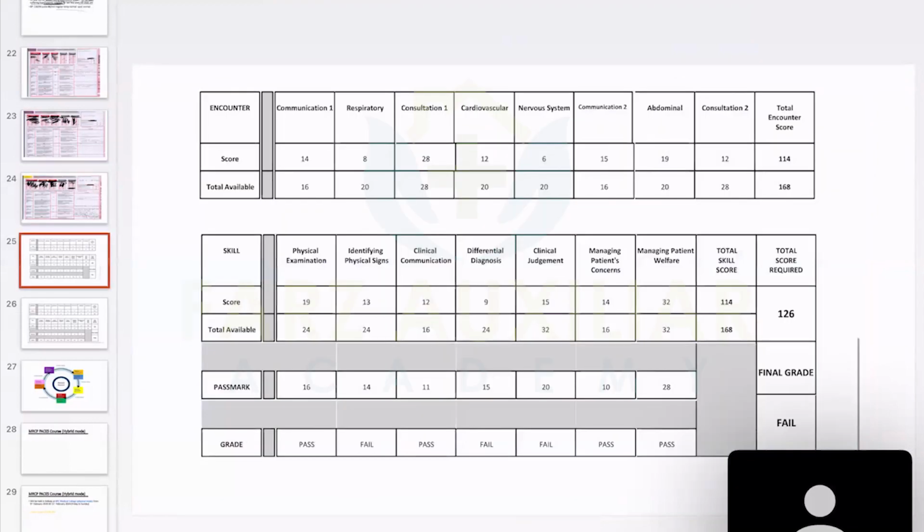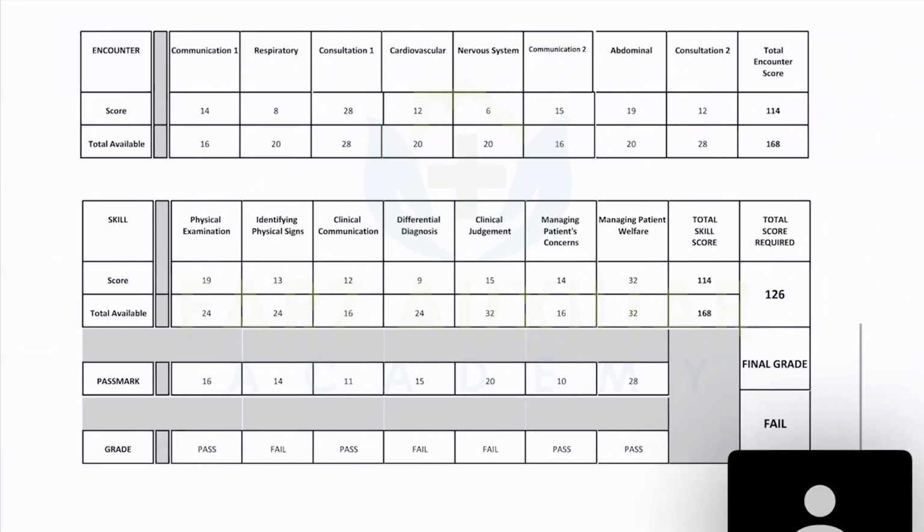Next, I just want to share the marking system you need to know to get through. Look at this communication one. This is anonymous, so don't panic; it shows one unfortunate candidate who got fail marks. But look at the communication one. What is the pass mark of communication? That is 16. What is the pass mark in respiratory? The physical signs pass mark is 14. Clinical communication, you need 11.